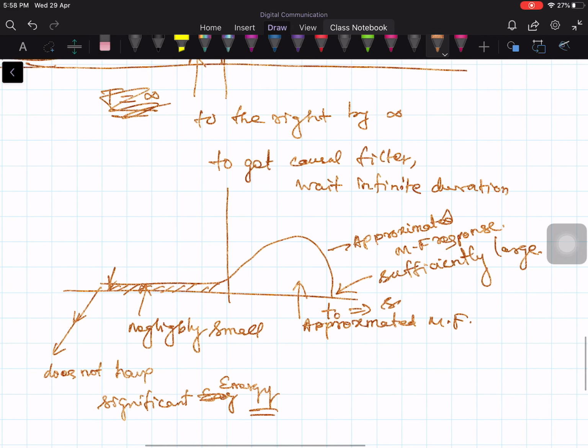So this is some kind of approximate matched filter rather than the exact matched filter. It is an approximate matched filter.